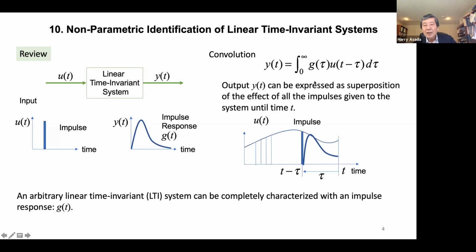So g(tau), times the input impulse here, which has a magnitude of u(t minus tau). We multiply this, and there are many such impulses, right? We apply the superposition principle because this is a linear system, and we take the summation or integration over the whole time span. That's actually convolution, right? You remember this convolution. Okay, we use this convolution and the impulse response.